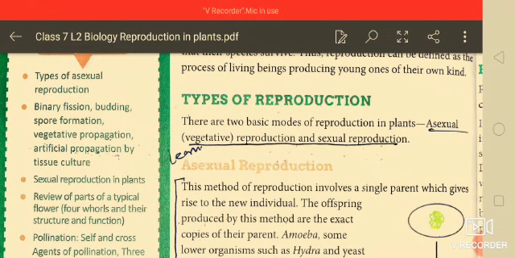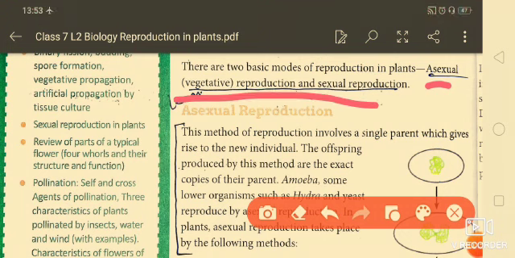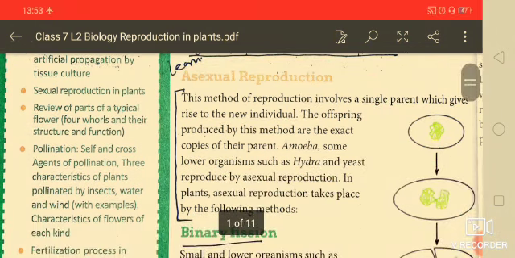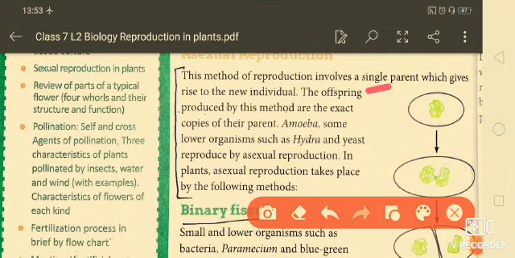So types of reproduction, there are two types of reproduction, you know. First one is asexual and second is sexual reproduction. In asexual reproduction, this method of reproduction involves a single parent. That means in asexual reproduction, male and female both are not necessary and the offspring produced by this method are exact copies of their parents, like amoeba and some lower organisms such as hydra and yeast. You have to learn these examples and they reproduce by asexual reproduction.